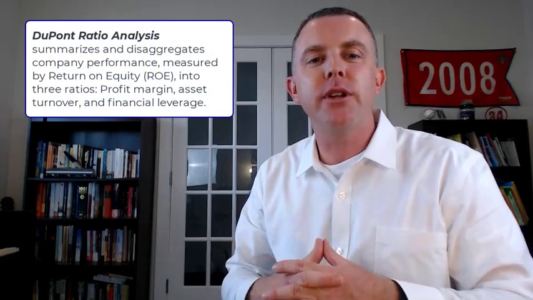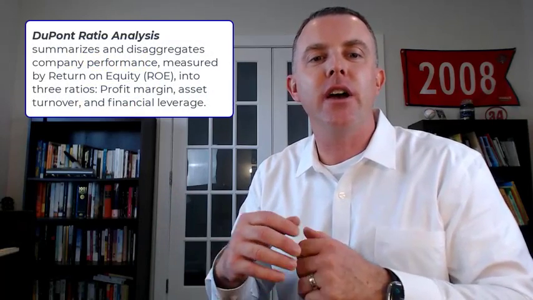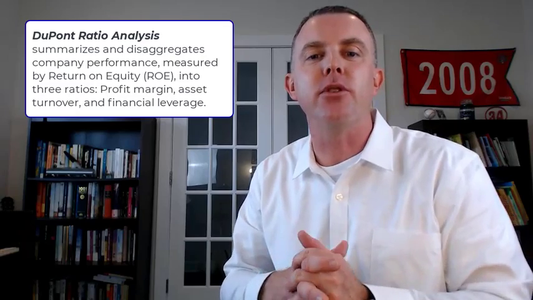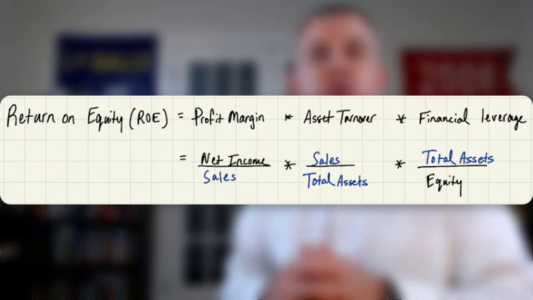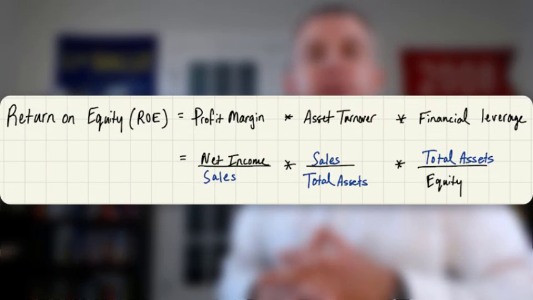All right, so welcome back. We just discussed vertical analysis, and before that we talked about horizontal analysis. So now let's move into our last part here in Objective 4. Let's talk about DuPont ratio analysis. DuPont ratio analysis summarizes and disaggregates the company's performance, measured by return on equity, into 3 ratios: profit margin, asset turnover, and financial leverage. So let's get into Excel and talk about return on equity. See you in a minute.